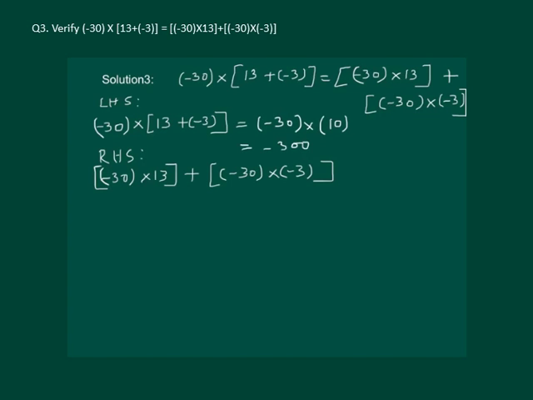Let us start with the right hand side. Minus 30 into 13 gives us minus 390, plus minus 30 into minus 3 will give us 90. On further solving, we get minus 300. So, left hand side is equal to right hand side. Verified.